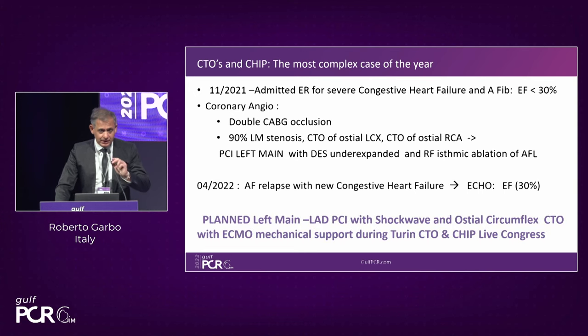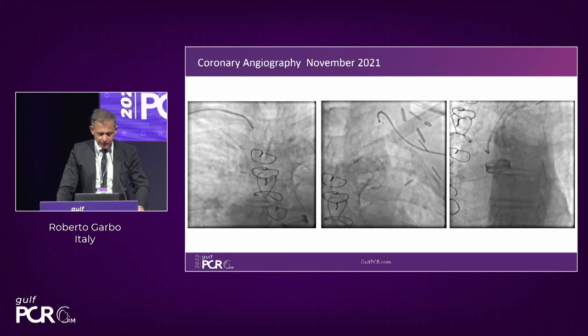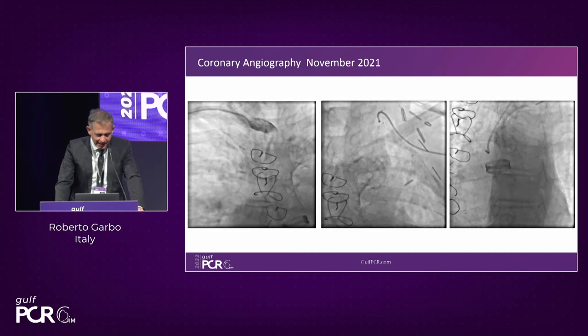So we planned, during a Turin CTO and CHIP meeting that I have every year in Italy, a live case of left main LAD PCI with shockwave, ostial circumflex CTO opening with ECMO mechanical support. Why ECMO? Because we cannot use Impella because he has a mechanical prosthesis, and the case was so complex that we needed the complete support that with ECMO we are able to drive during the procedure. We start with 1.5 to 2 liters, we go up to 6 liters once we treat the left main. So this is the angio.